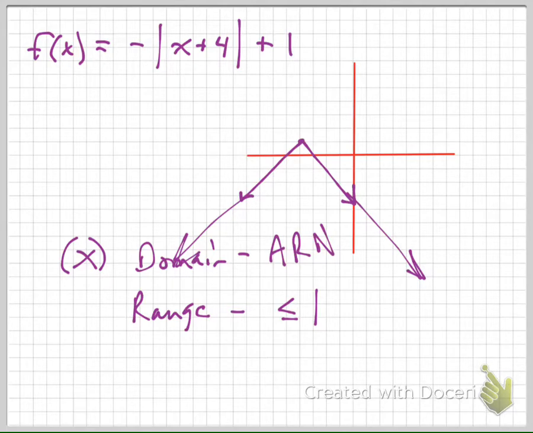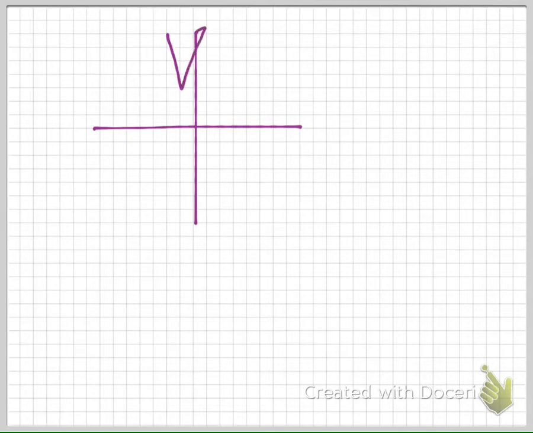Does that make sense? Y can't be 3. It's not there. There's nothing there. Got it? Okay. Let's try another. I'm going to give you this. I want you to tell me the domain and the range. All I want is the domain and the range for that.